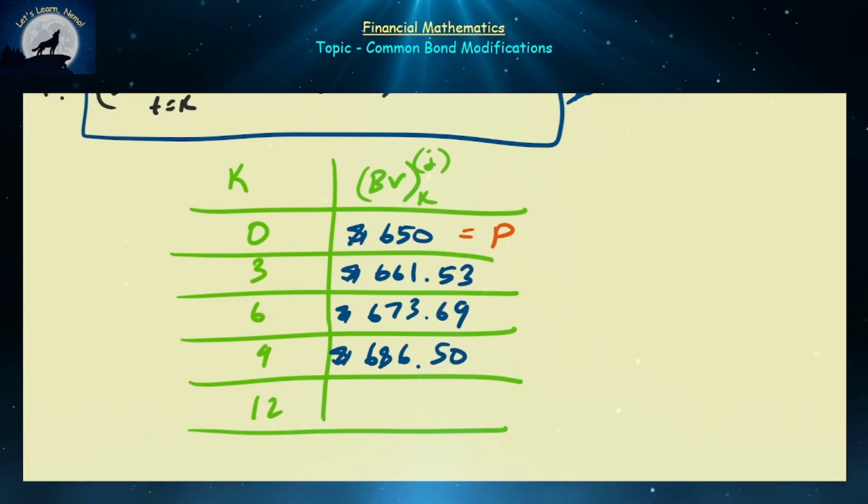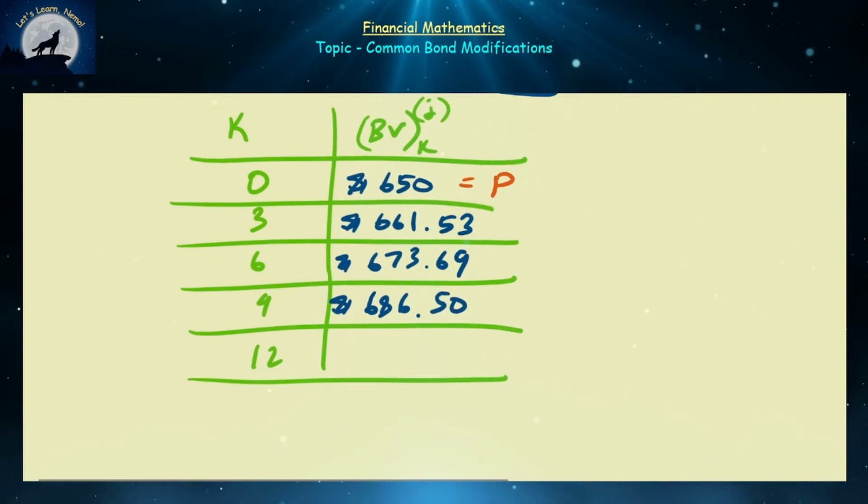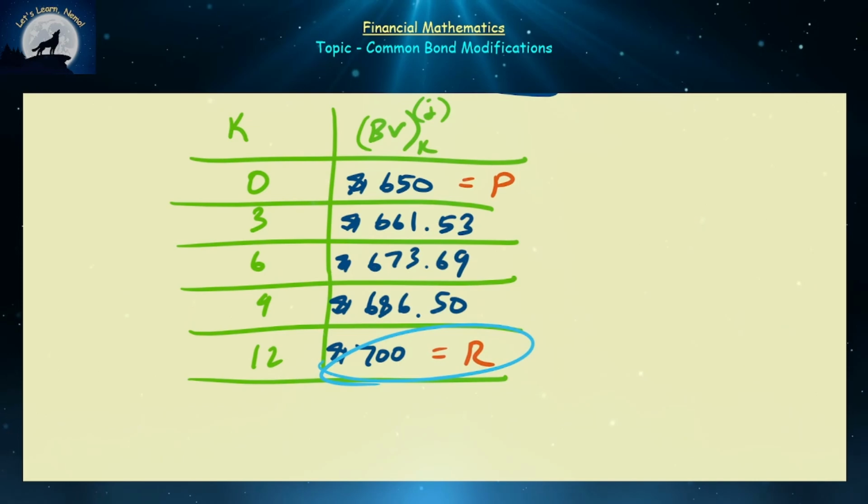686.50. And do you know what it's going to go up to at time t equals n? This is going to go up to $700. Do you know what's so special about this 700? That is equal to our redemption value. And I suggest you try and prove this analytically. Prove this on your own, that the book value under some yield rate j at time t equals n will always be equal to R.